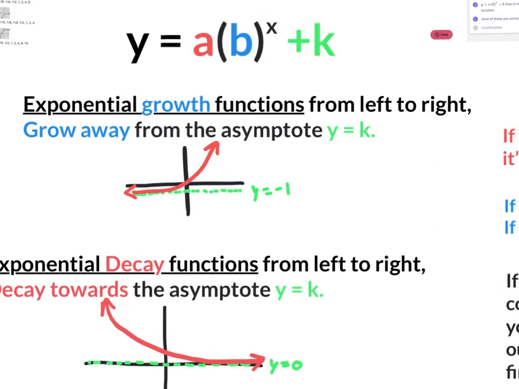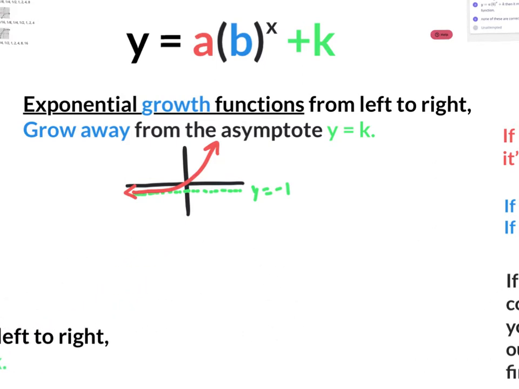So let me go back to growth. Let me move this out of the way for a little while. That's a growth function. And let me try to incorporate the variables up here. If your asymptote is -1, that means that it should have a -1 at the very end over here. Okay, a -1. Okay, what else?